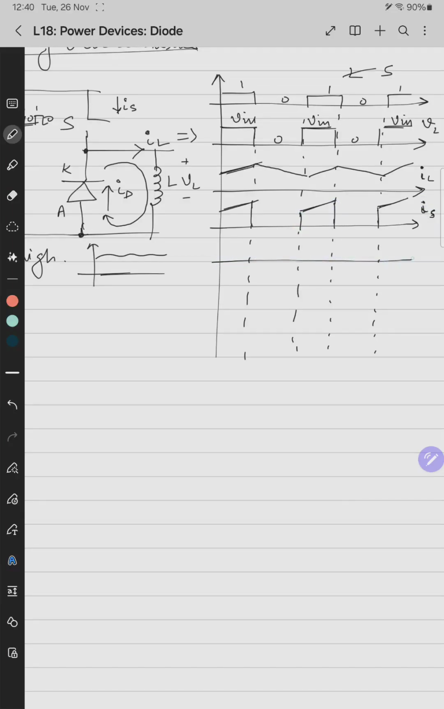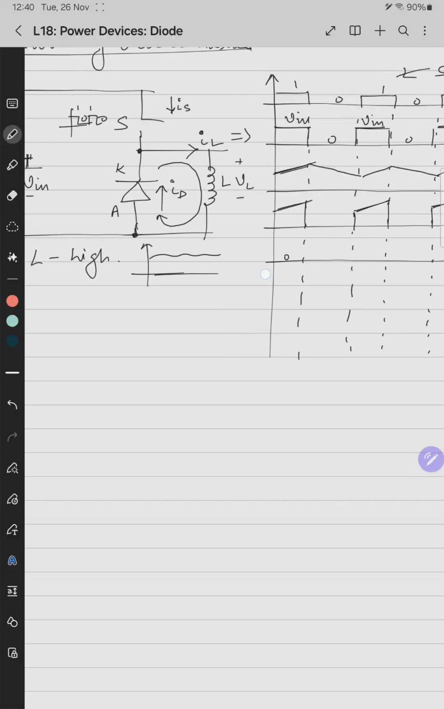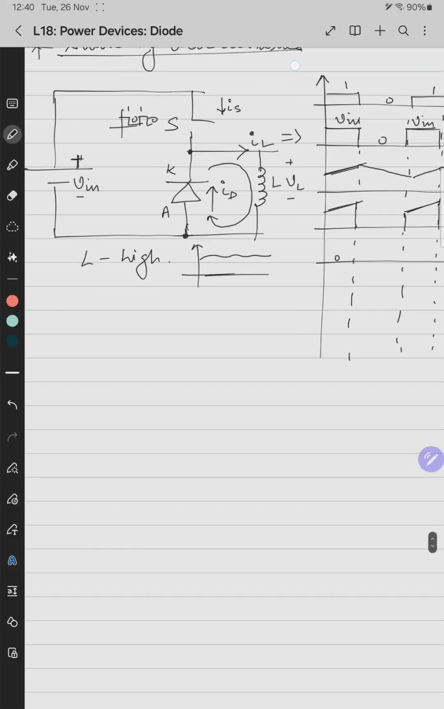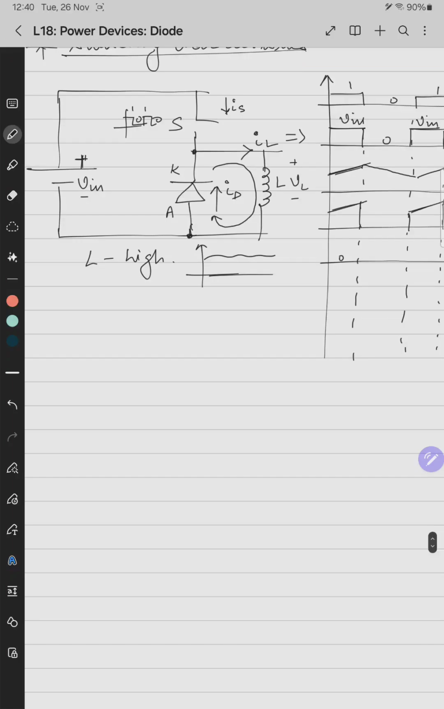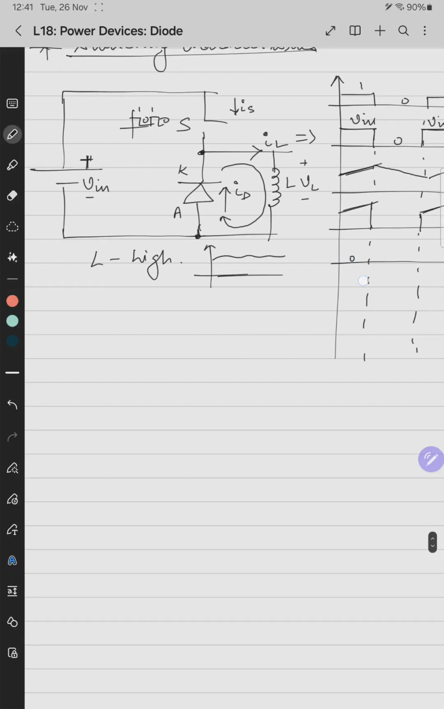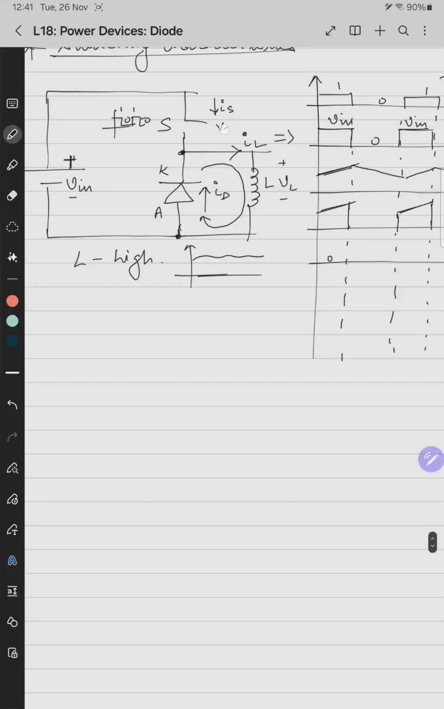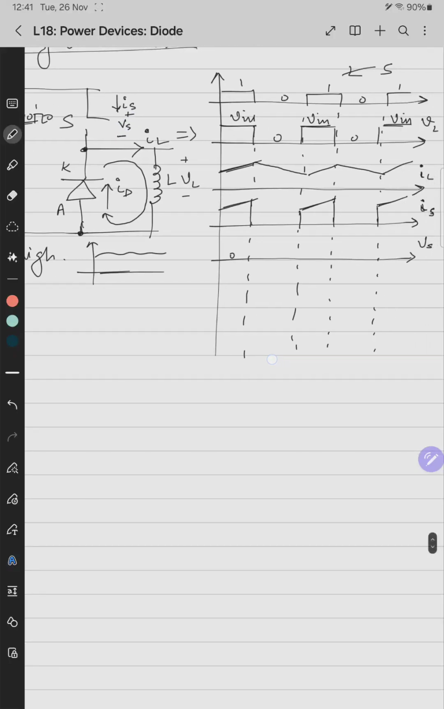What will be the voltage across the device, Vs? When the switch is on, voltage is 0. When the switch is off, what is the voltage across the device? When the switch is off, diode is turned on. So this will be connected short across, so this point will come here, and in that case voltage across S equals Vin. Let's say this is Vs, minus plus. So Vs equals Vin. This is Vin, 0, Vin, 0. This will be the voltage across the switch.